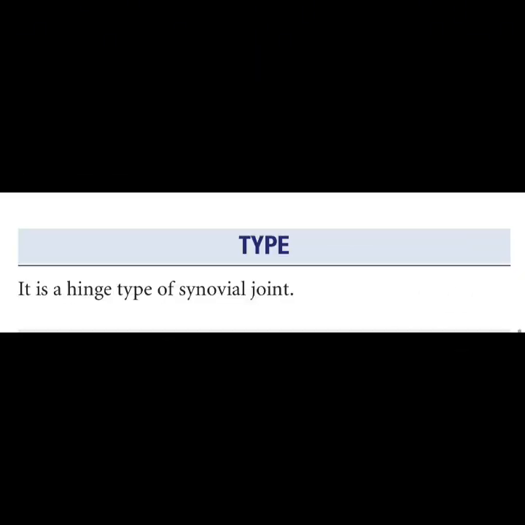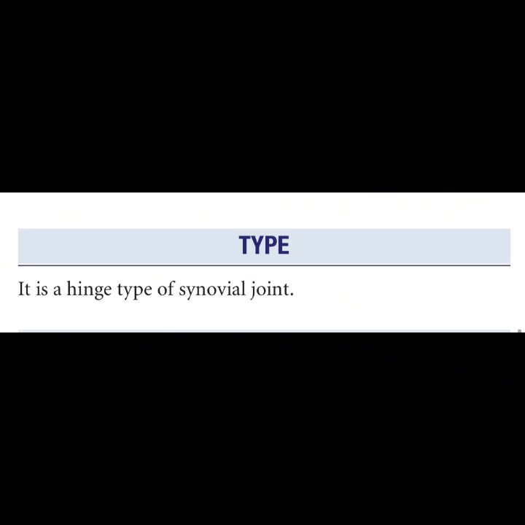So what is the type of this joint? The synovial joint of a hinge variety, or a hinge type of synovial joint. So the elbow joint is a hinge type of synovial joint. It's the same thing as the shoulder joint: we say the shoulder joint is a synovial joint of a ball and socket variety, same as the elbow joint is a hinge type of synovial joint.